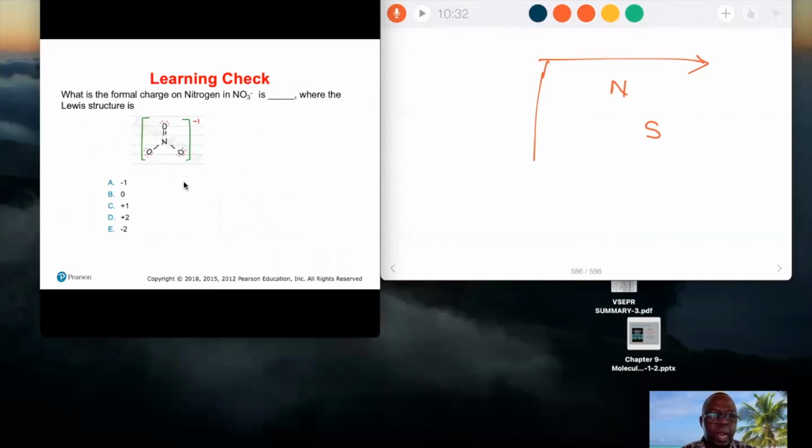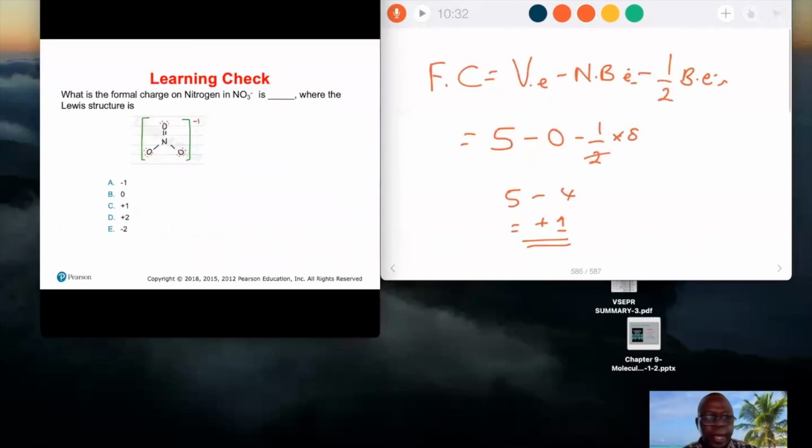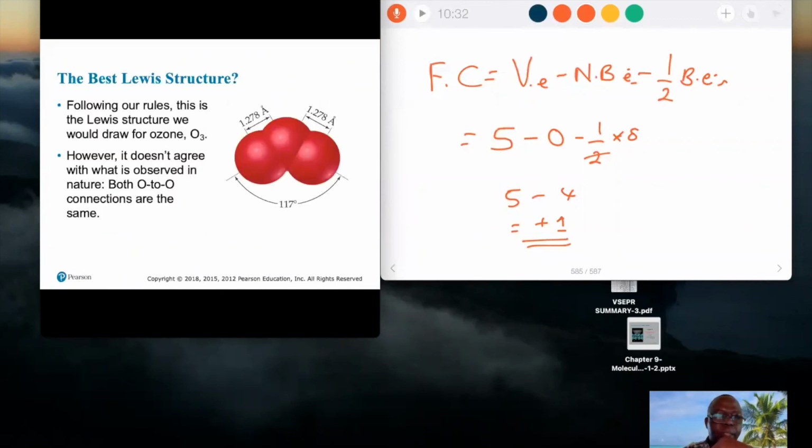So for this learning check, we found out that the correct answer is +1, which is C, calculating the formal charge. I may give you, or you may be given, the chemical name of a polyatomic ion or a chemical formula. So please go back to chapter 2, I believe, chemical formula for polyatomic ion, so that you know how to draw the Lewis structure.